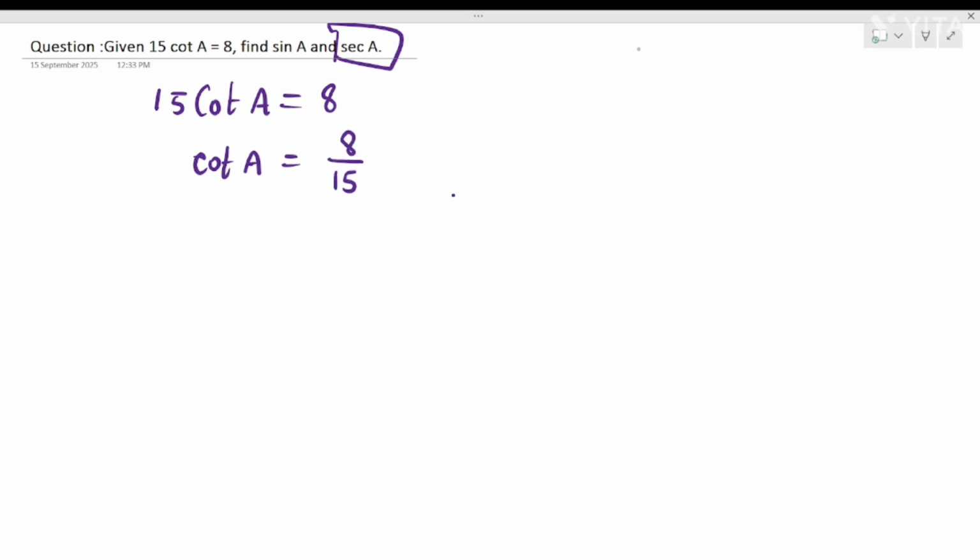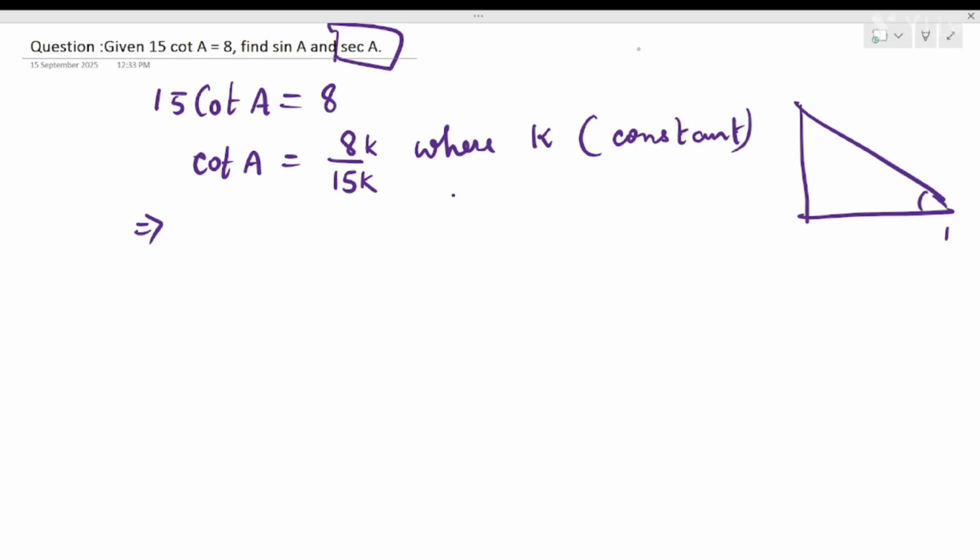Now you can take a constant along with those values, so 8k by 15k, where k is a constant. Now, cot A is equal to 8k by 15k. When we draw a right triangle, let's say this is the angle A, then cot A is base by perpendicular.